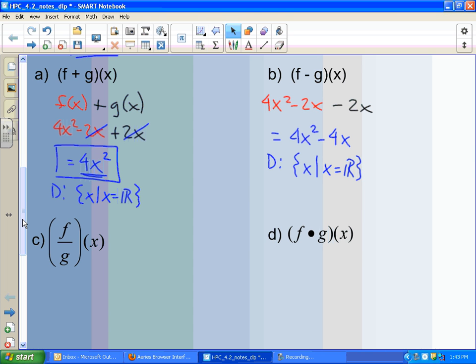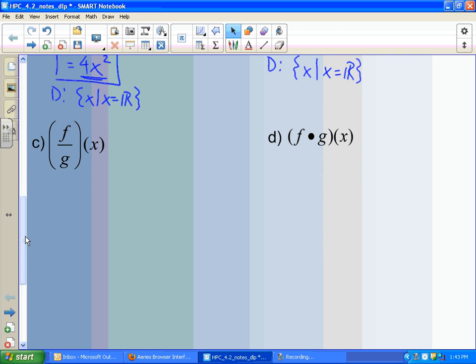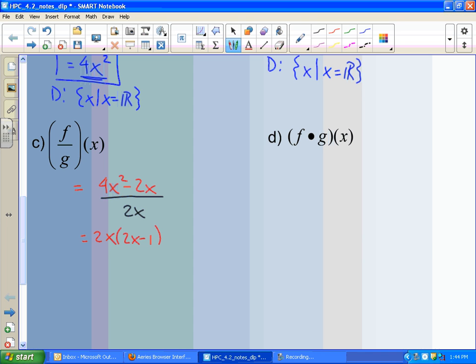Got it on there? What'd you get? 2x minus 1. So we took a quadratic divided by a linear, and we ended up with a linear. Let's see how that works. So this would be the same thing as me saying 4x squared minus 2x, there's f of x, divided by g of x. So be careful here. We have to see if we can simplify that, and we can take a GCF out of the top, 2x. So we pull a 2x out, and I have a 2x minus a 1 left over.